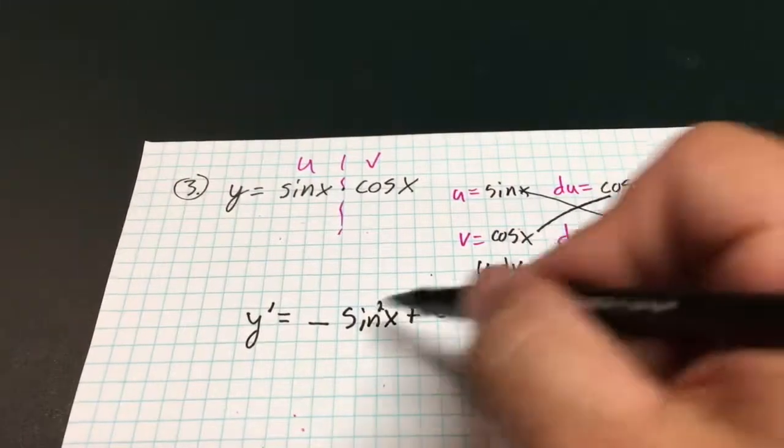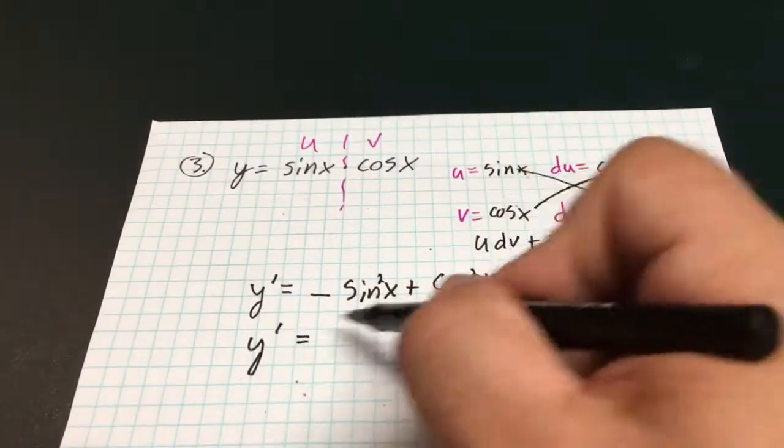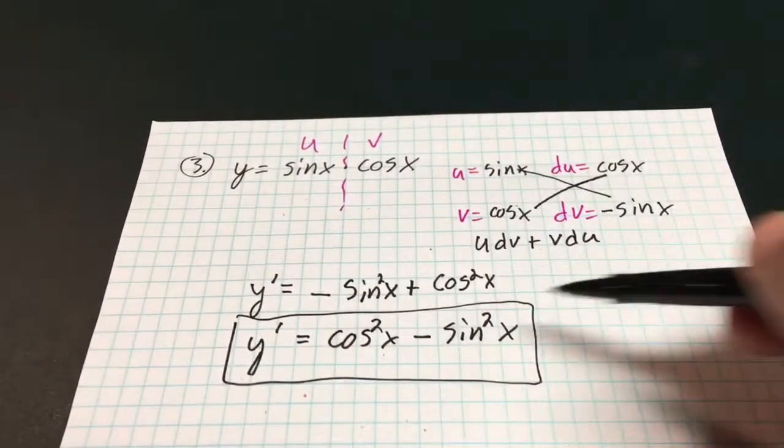That's not going to equal 1 because that's cosine squared x minus sine squared x. They might want you to write that first. So they might want you to rewrite it as cosine squared x minus sine squared x. And that should be your final answer. They probably won't want you to factor it.